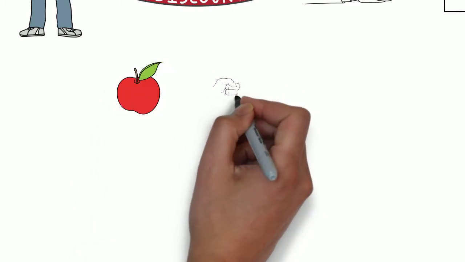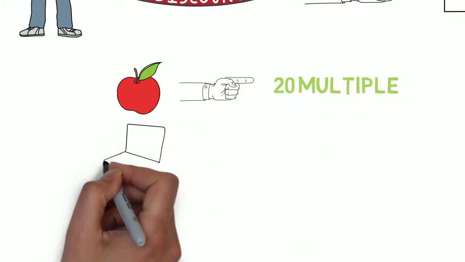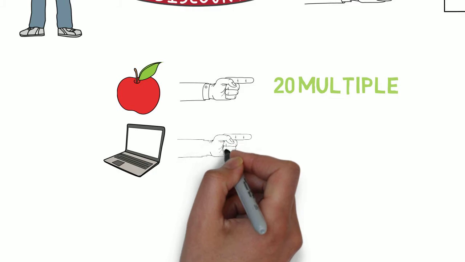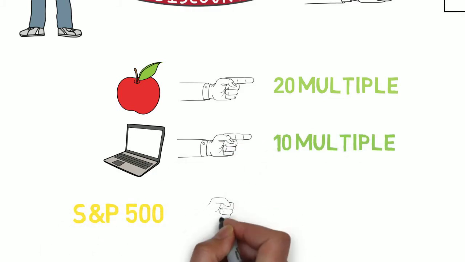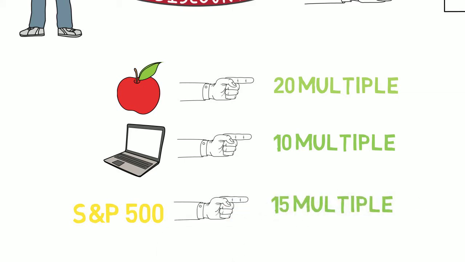So if we use another example, here's Apple, which is trading at a 20 multiple, and then we also have Microsoft, which is trading at a 10 multiple. That gives us an idea relative to its competitors, which one's more expensive or not expensive. And then you can also look at the broader market, saying the S&P is trading at a 15 multiple, which gives you an idea of how it's trading relative to the broader market.